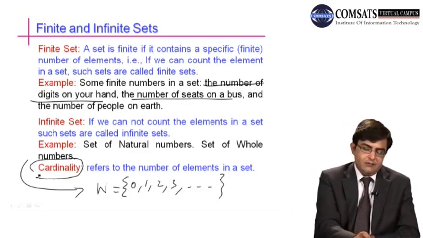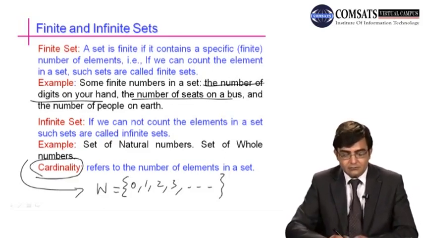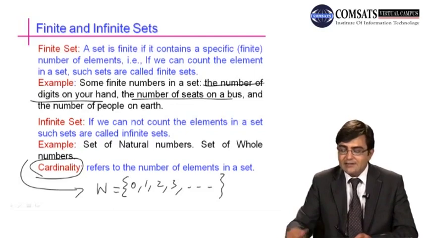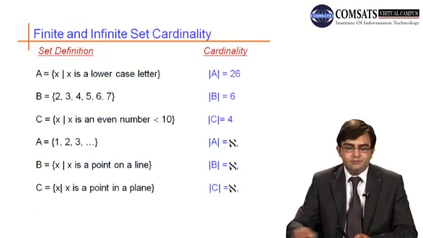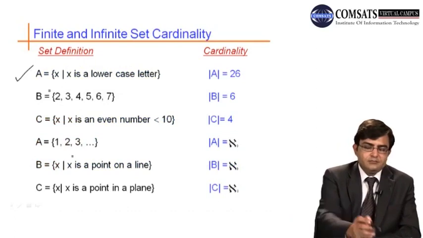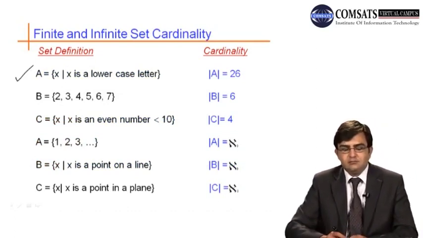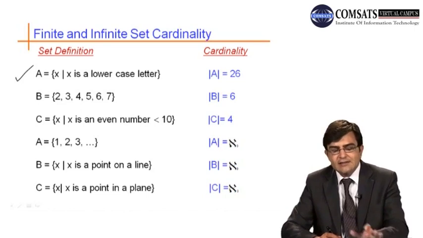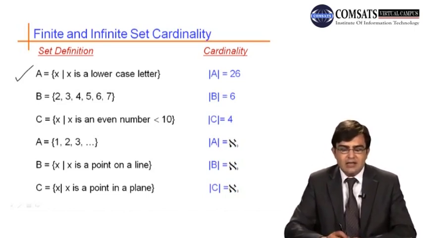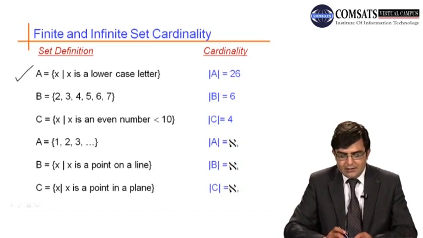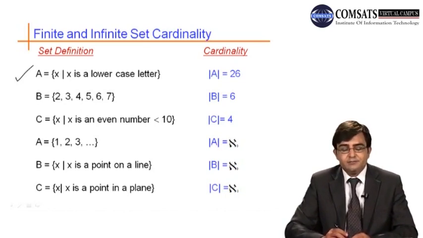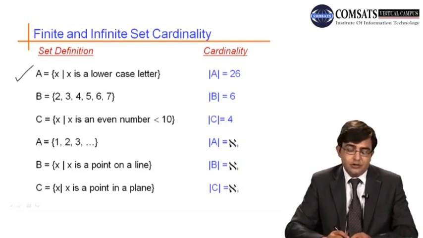Another thing which is called cardinality. Cardinality is basically the number of elements in a set. Cardinality denotes the number of elements in a set. For example, if we have this set A, it can be written as x such that x is a lowercase letter. So this is another notation of a set.